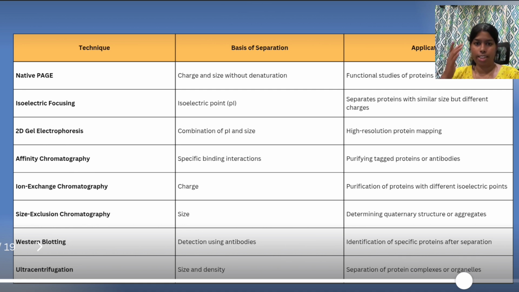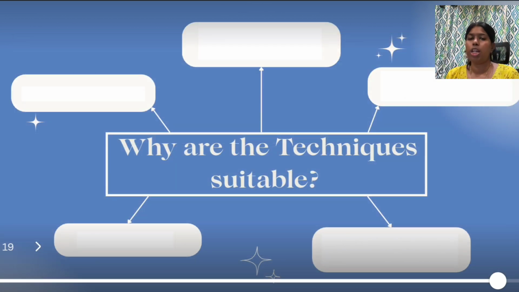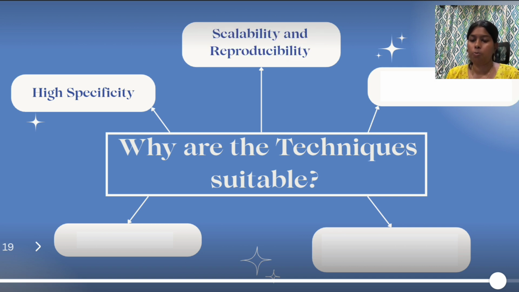On to why these techniques are suitable. High specificity of these techniques helps in isolating these proteins with minimal contamination. Then scalability and reproducibility, which means it is useful in both research and industrial settings. Then we have the quantitative and qualitative analysis. SDS-PAGE and spectrophotometry provide both presence and quantity information that can be used for further research purposes.